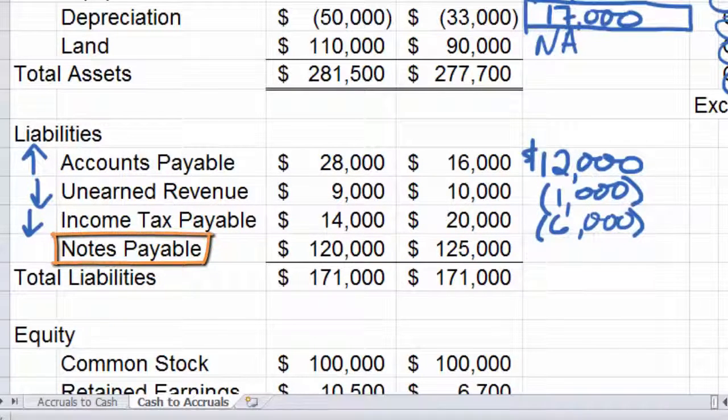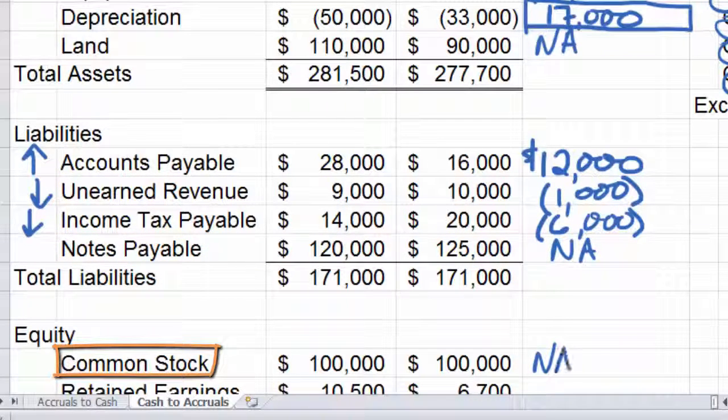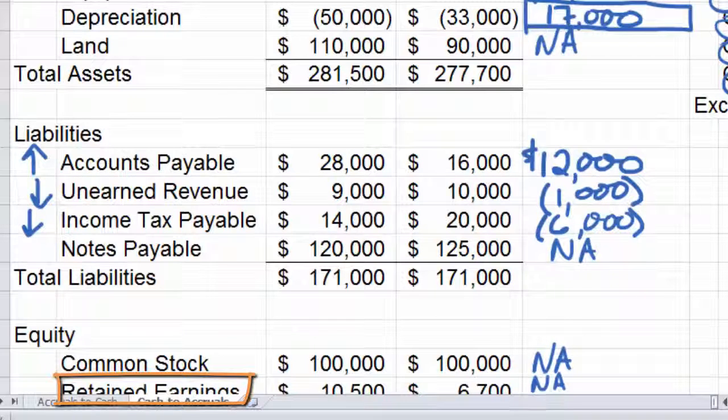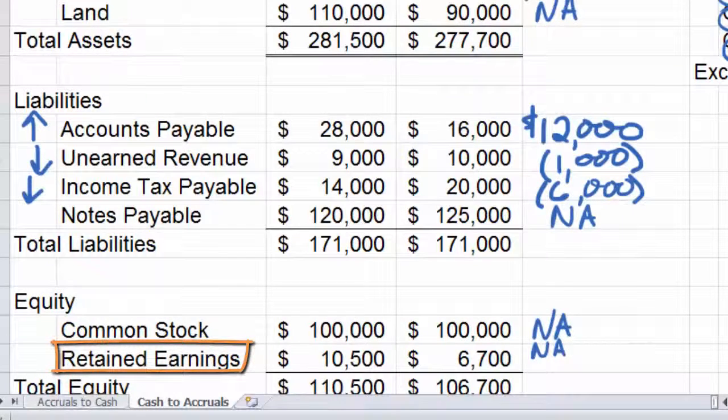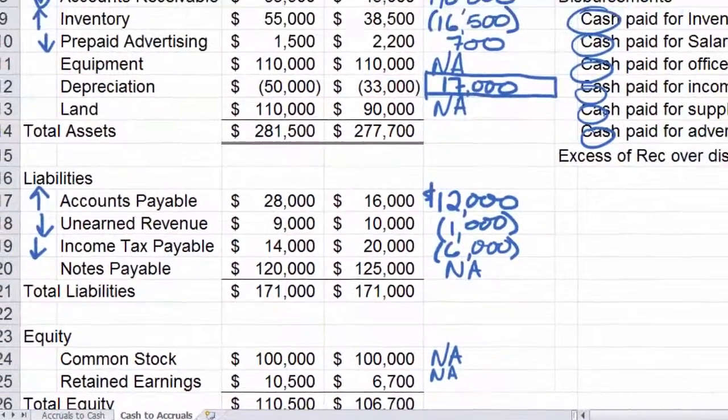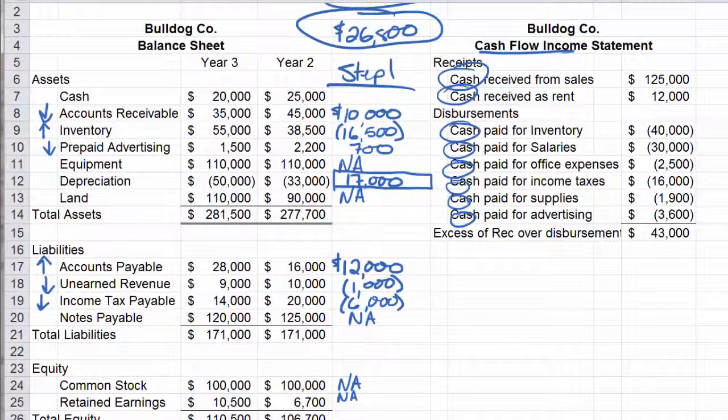Notes payable, that's not normal operations. We come down here to common stock, that's not normal operations. And down at the bottom, you can barely see it, retained earnings. Let me do this. There we go. Retained earnings also changes, but we're not going to worry about that either, at least not for our cash flow from operations that we're looking at right now. So that's step 1.